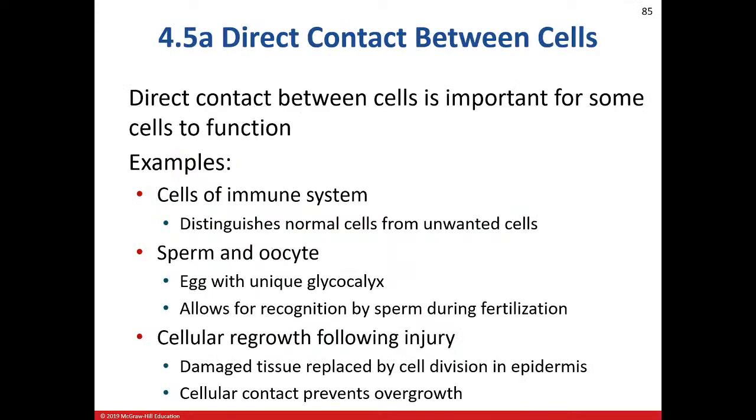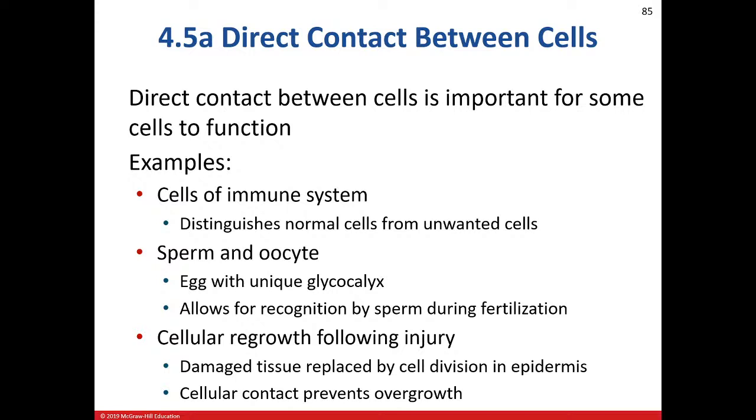All right, so direct contact between the cells is important for some cells to function. So, for example, we have cells of the immune system which need to feel out the cells around them and distinguish between normal cells and either pathogenic cells or sick cells. Sperm and oocyte. The egg has a unique glycocalyx or sugar coat that allows for the recognition by sperm during fertilization. The sperm know to unite with the egg because of its special glycocalyx.